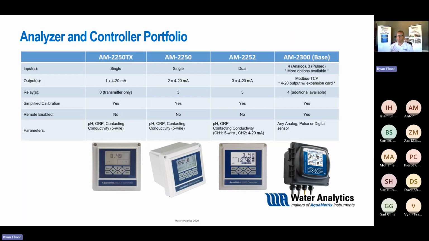So we look at it from this type of point of view. Within our portfolio, we have our entry-level transmitter, our 2250TX, moving up to our analyzer/controllers with the 2250 and 2252s, where again, the core of these is being able to provide the information, the local display, the local control, and the simplified calibration. And then you have your 2300, as I showed, with a lot of the features where it is really feature rich and can perform a lot of the functions for you, again, simplifying operations at different facilities.